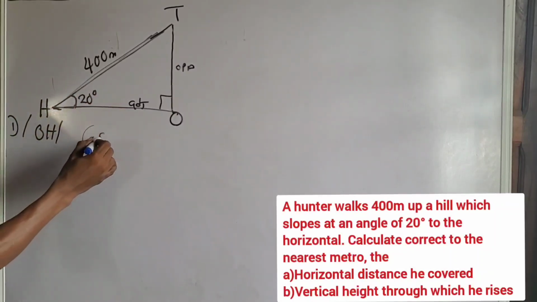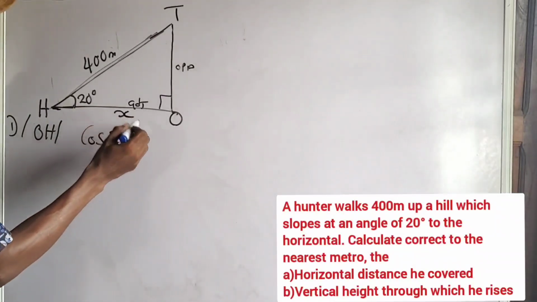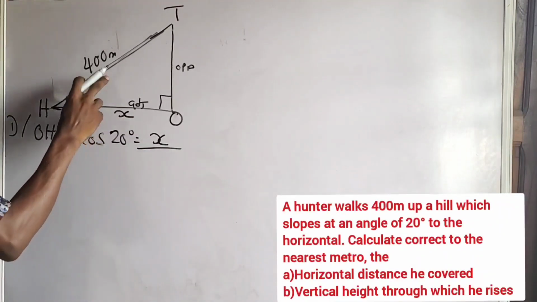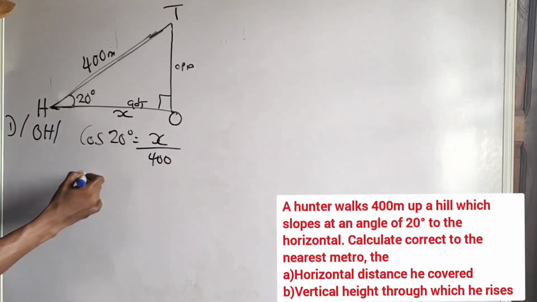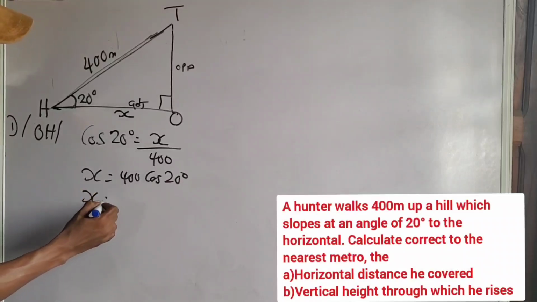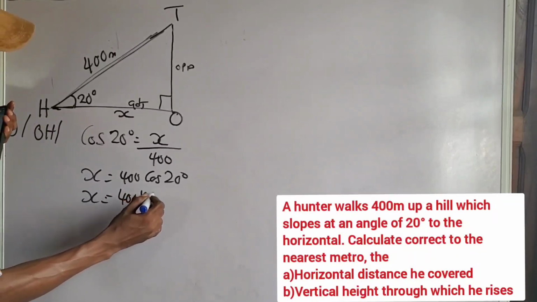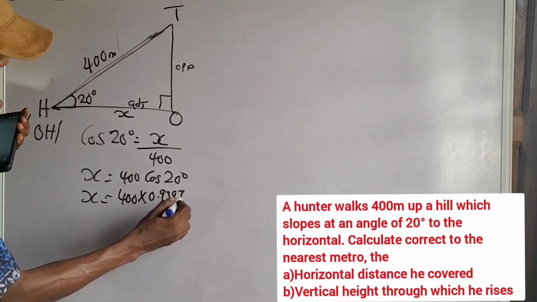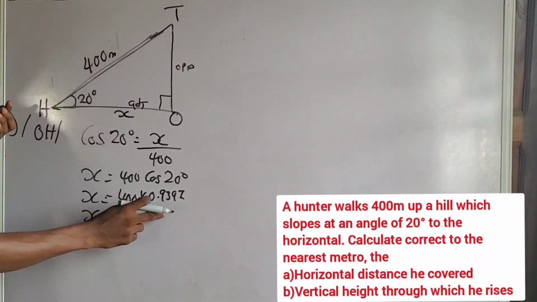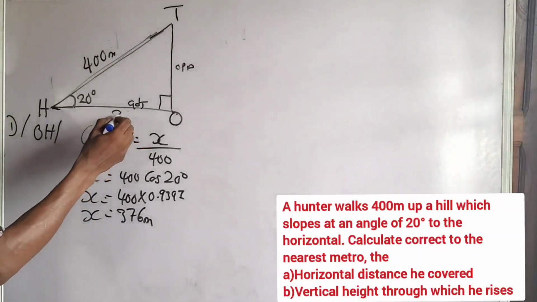So I'm going to have cos 20 degrees equals adjacent. Let's represent the adjacent as x. X all over hypotenuse, which is 400. So x equals 400 cos 20 degrees. Cos 20 degrees is 0.9397. 400 multiplied by 0.9397, x equals 376. So the value of this is 376 meters.